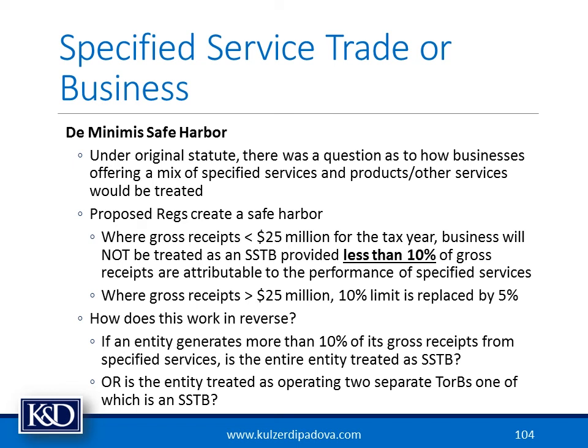Now, does this work in reverse? So if you've got 20% of your gross receipts from specified services, is the whole thing a specified service trade or business? Or does that just mean you have a separate specified service business within the one entity? And then that 20% is not eligible, but the remaining 80% is. So that question's still open, but at least we know if it's under 10%, you're not going to taint the whole thing.